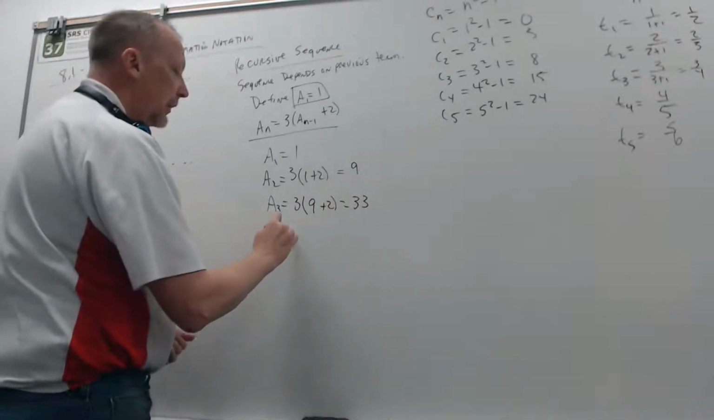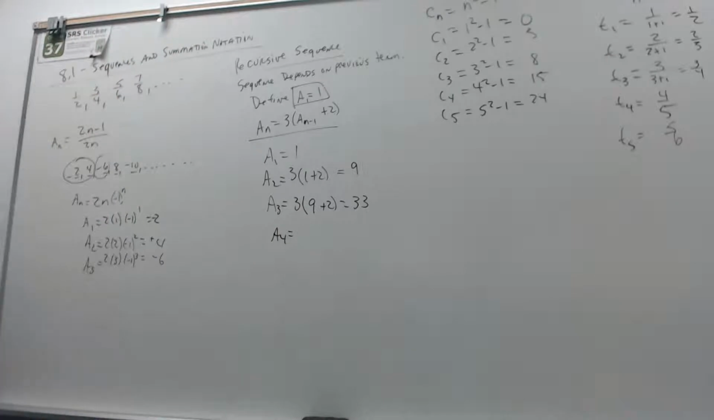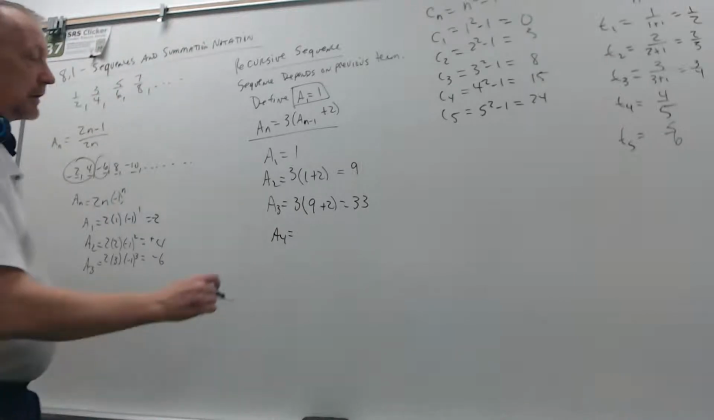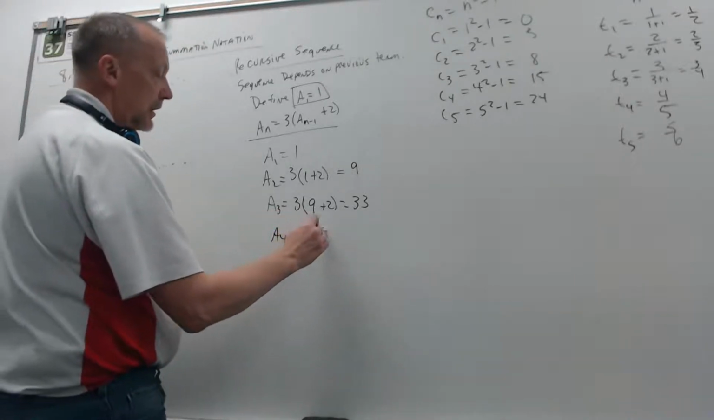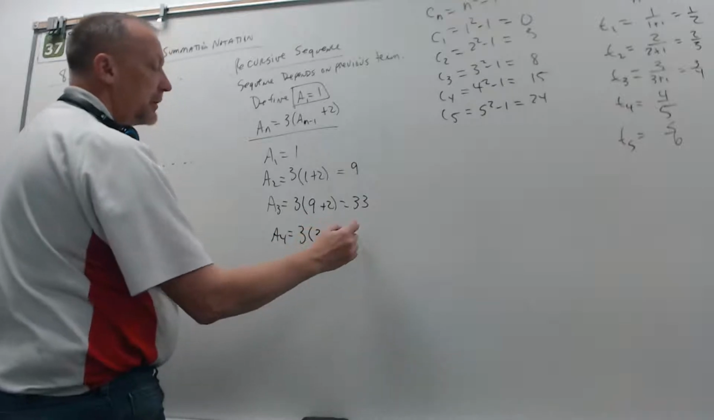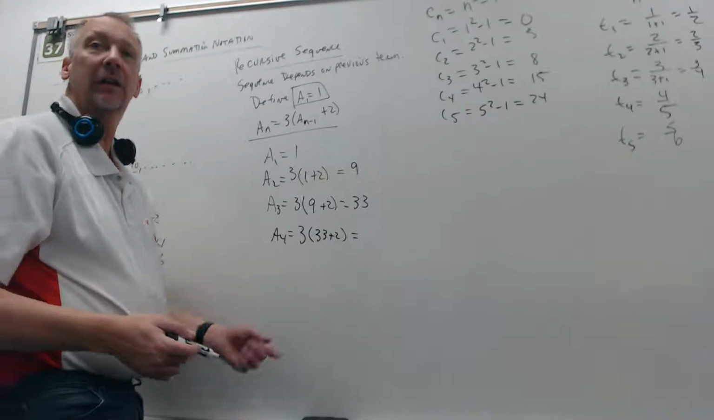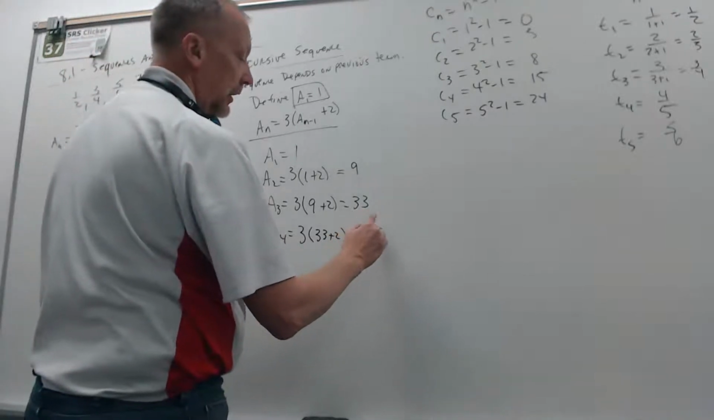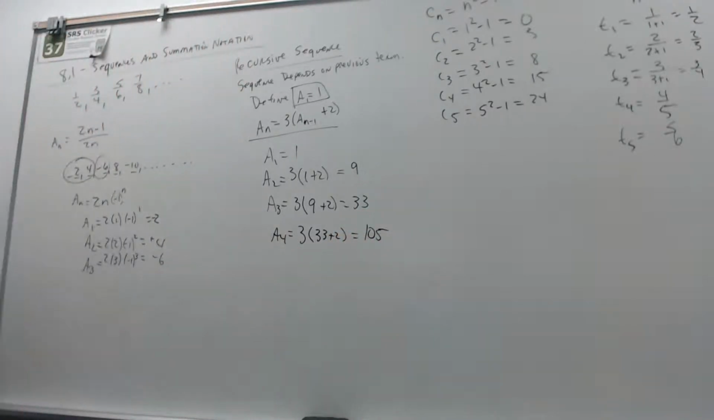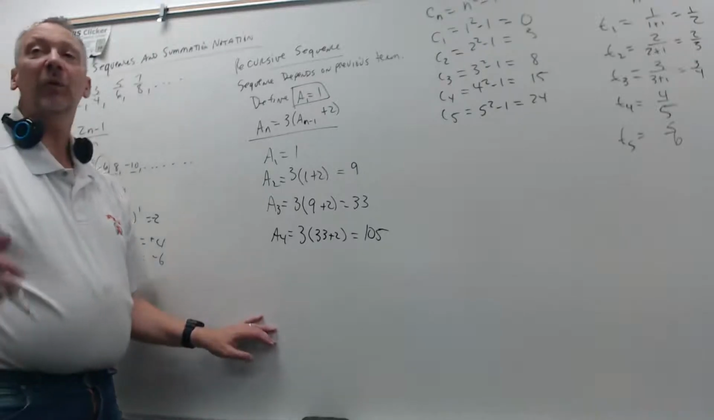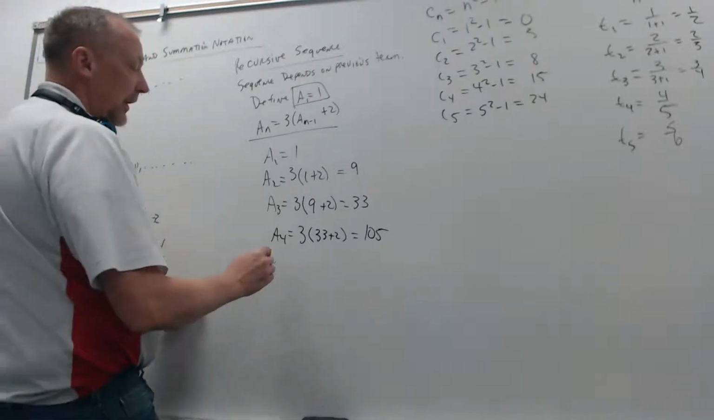A sub 4 in this case is what, Niels? 3 times 33 plus 2. 33 plus 2 is 35, 35 times 3 is 105. We'll stop there. I don't want to keep going, I'm not a mathematician. But we can write the formula, even though I can't do that in my head.